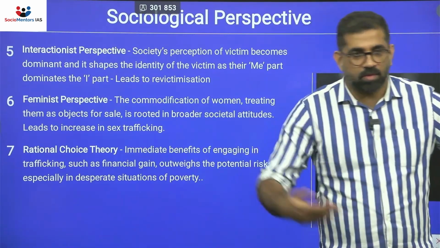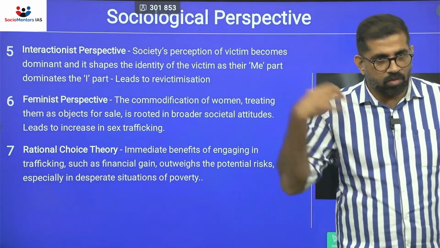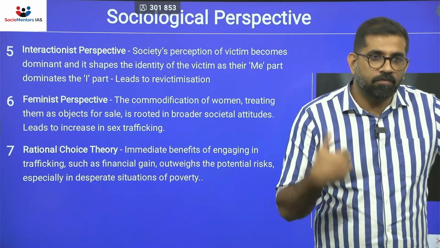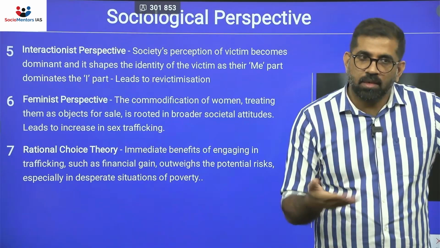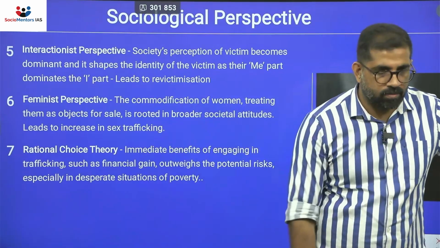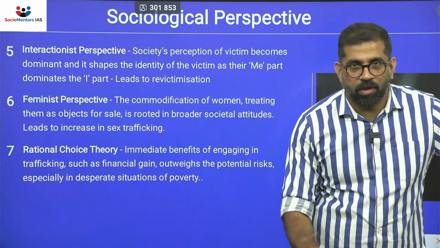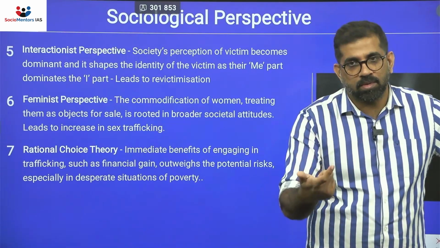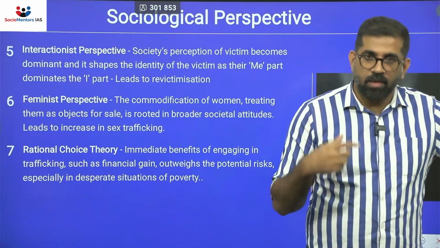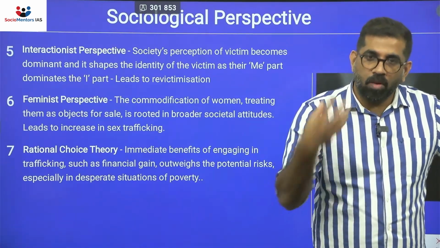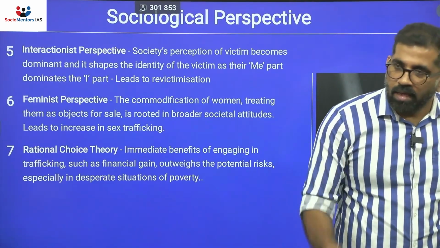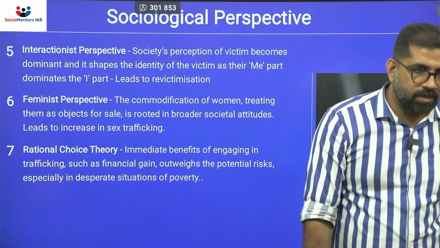Because when they get out into the society, the meaning society attaches to human trafficking and the victim influences the thought process as well as the self-identity of the victim. And as such, they will be going back to such issues again and again. Clear? Are you getting the point? So it is related to the meaning that the society attaches to trafficking and the me part of the victim, which dominates the I part, in the sense that society's view of the victim dominates the view of self of the victim. Okay. As a result, they will get re-victimized.